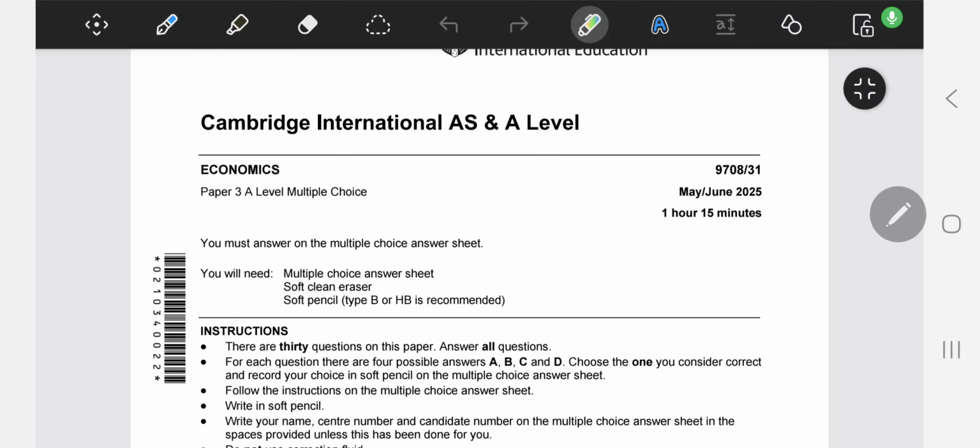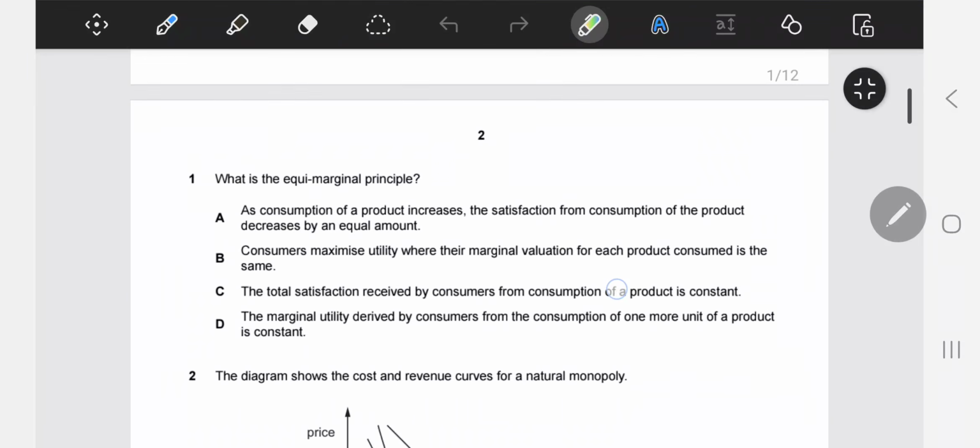Hello and welcome to this video where I'm going to go through the 9708 paper 31 for May-June 2025 exam. Without much ado, let's go to question 1, which is asking what is the equimarginal principle?